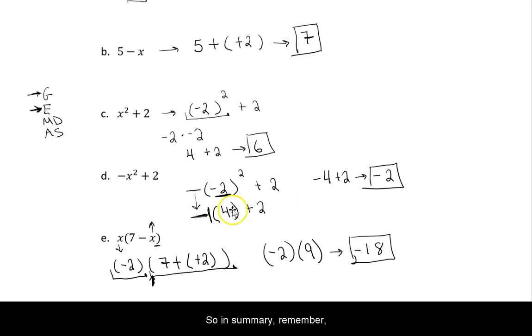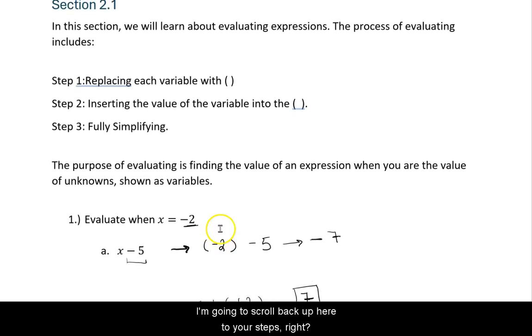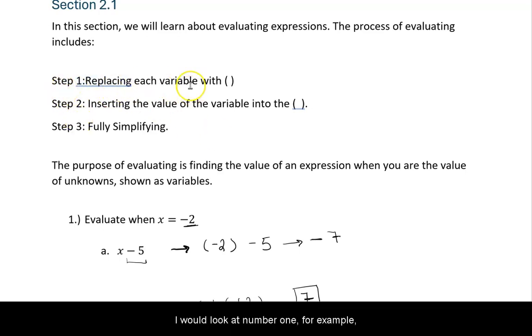So in summary, remember, I'm going to scroll back up here to your steps, right? So anytime you see steps, which you'll see throughout these notes, make sure that as you're learning something, you follow the steps. So I would look at number 1, for example, and I would say, okay, replacing each variable with parentheses. I would then go in and do that. Then I would go back and read step 2, insert the value, right? That's step 2. And then step 3, go ahead and fully simplify. So use these as your map, just like we do for order of operations to guide you.